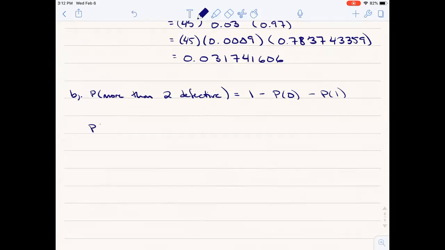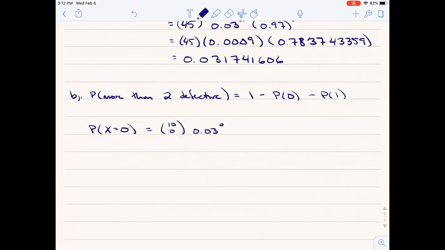So I'm going to solve these individually, and then I'm going to plug them back in. So the probability that x is 0 is 10 choose 0 times 0.03 to the power of 0 times 0.97 to the power of 10. 10 choose 0 is just going to be 1 times 1 times 0.97 to the power of 10, which is 0.7374242127.